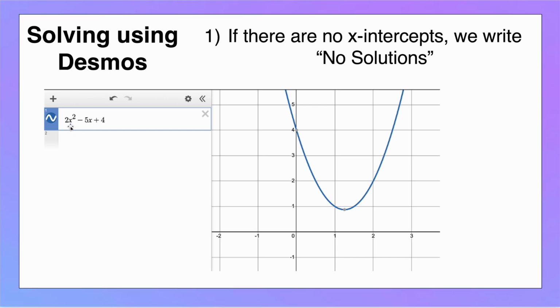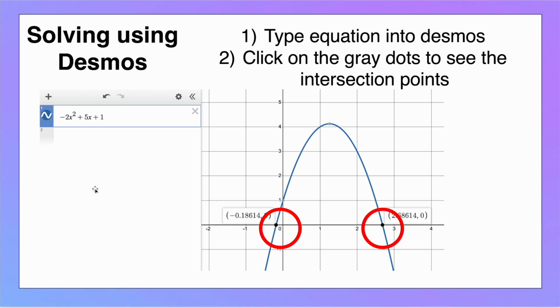Some other ones here, like this one, says 2x squared, take 5x plus 4. If you look at this graph, you see it comes down, there's the minimum, goes back up again, but it does not hit the x-axis at all, which means there are no solutions to this equation. There are no x-intercepts. Play around on Desmos. Replace these with whatever positive or negative numbers you would like and see what you come up with.